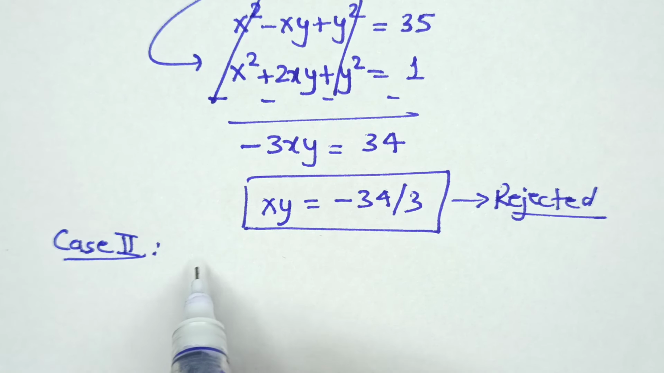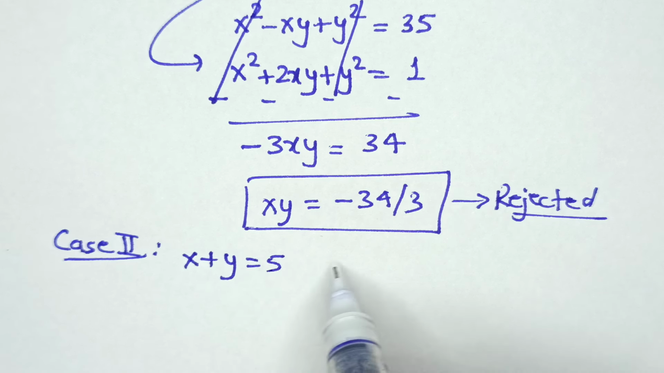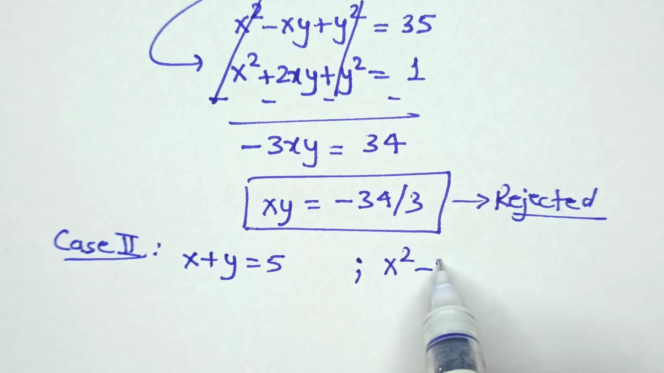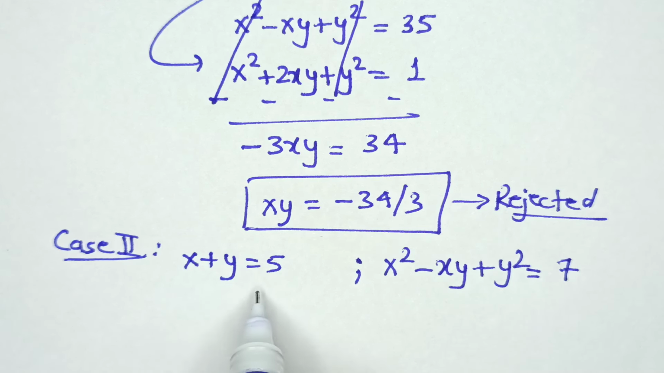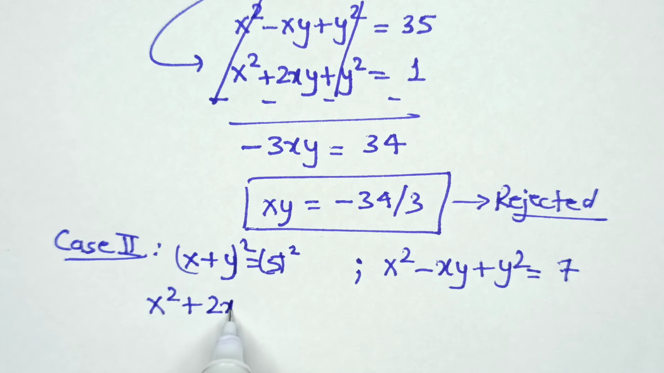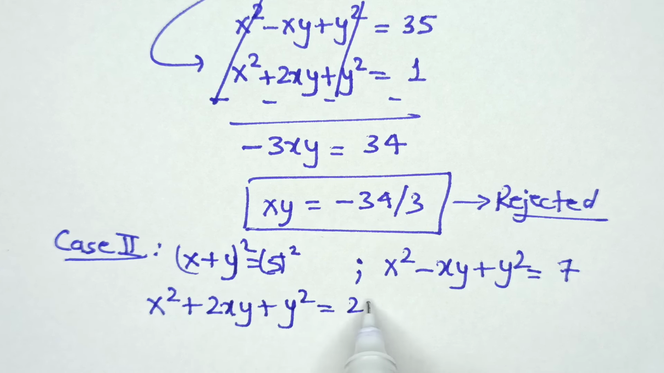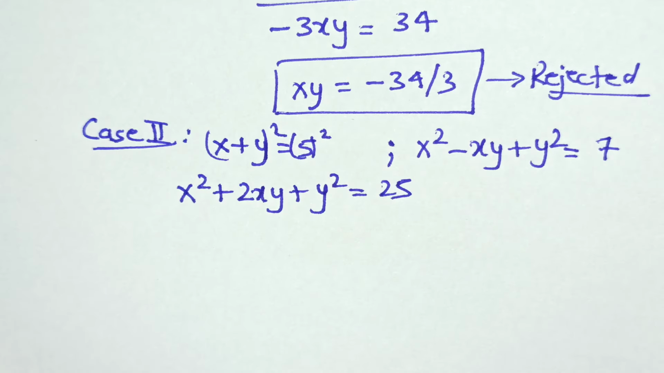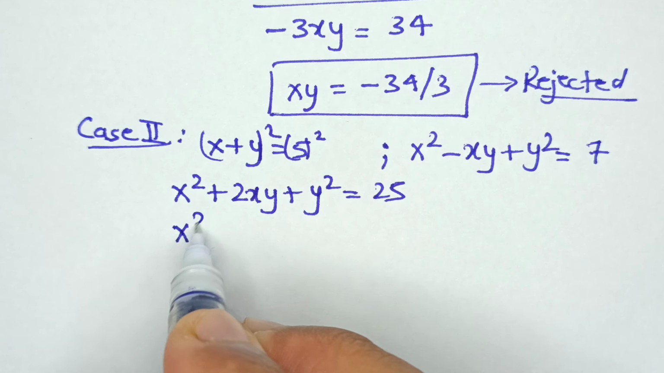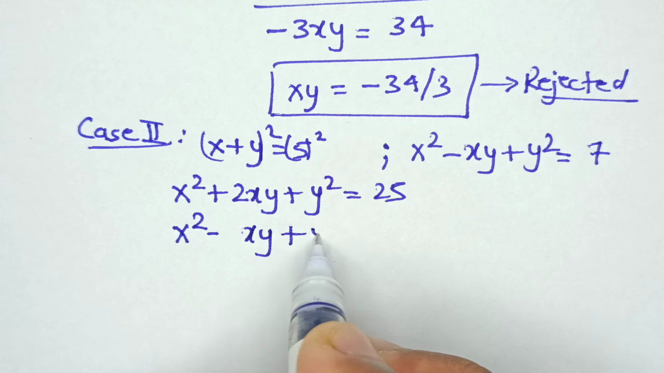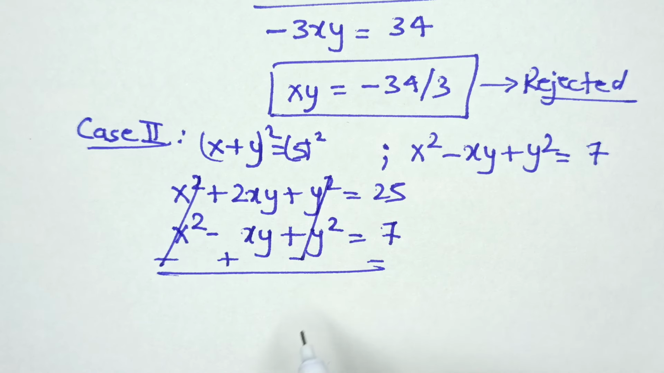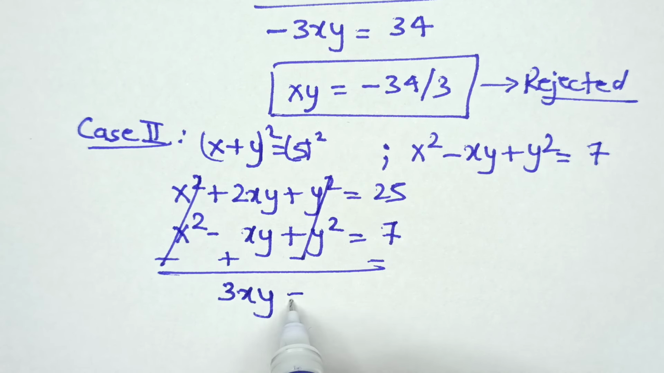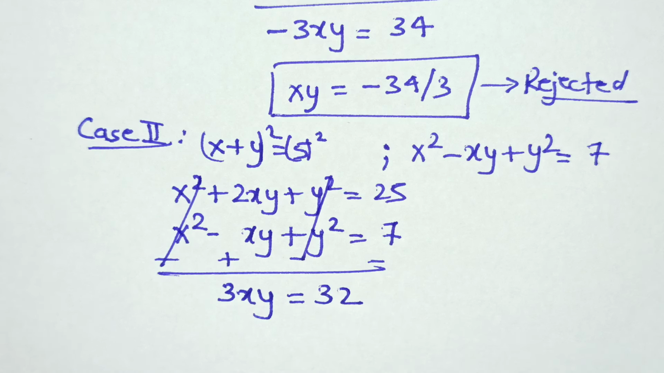In case number 2, the value of x plus y will be taken as 5 and the value of x square minus xy plus y square has to be taken as 7. Now let us square this equation on both sides. So we have x square plus 2xy plus y square is equal to 25. And now let us rewrite this equation: x square minus xy plus y square is equal to 7. Subtracting, x square and y square get cancelled out. So this is 3xy is equal to 18.